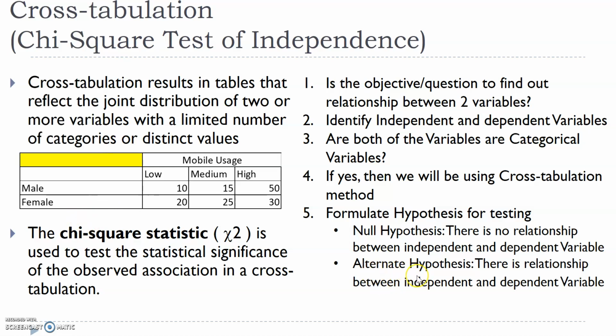What will be my alternate hypothesis? Again, I am repeating, the alternate hypothesis is something which you want to prove. That is your research hypothesis. So there is a relation, this is what I want to prove. There is a relationship between mobile usage and gender. Those are two categorical variables.